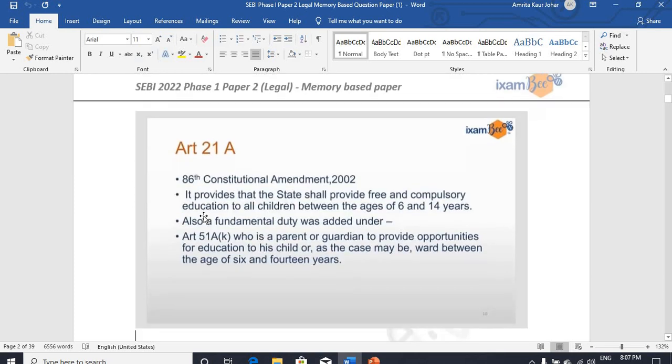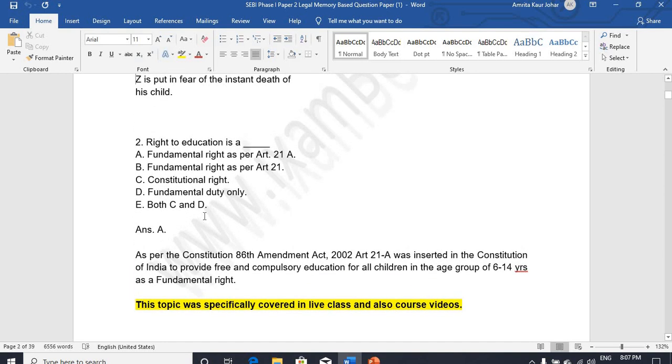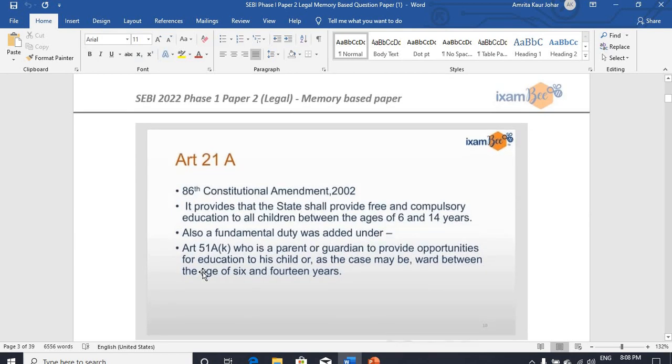Next, right to education was covered. Right to education, whether it is a fundamental right, whether it is not, whether it is a constitutional right, ये भी काफी expected question था actually, and the answer to that is there in the 86th Amendment Act 2002. Article 21A was inserted in the Constitution, so the answer is A, fundamental right as per Article 21A is the most correct answer out of this. And this topic was also covered specifically in the live classes at ixamBee.